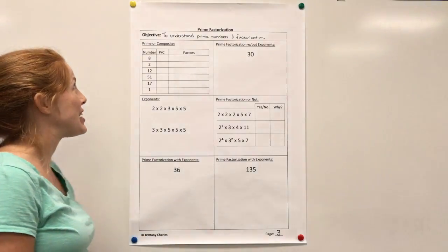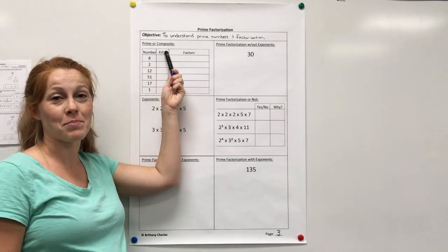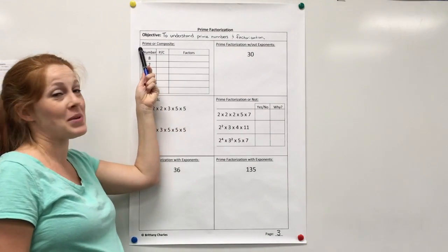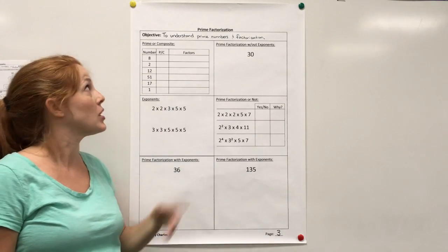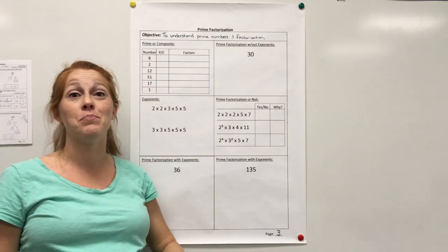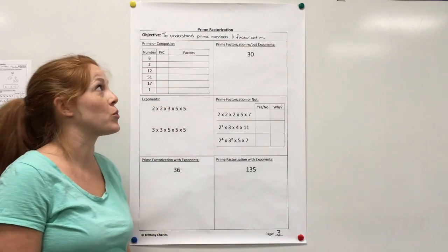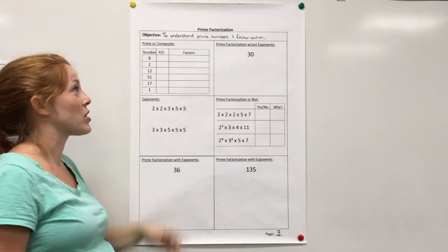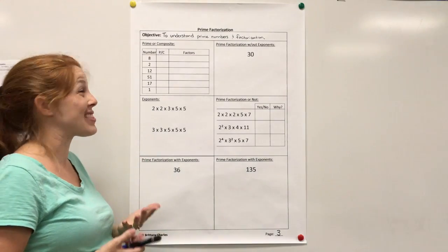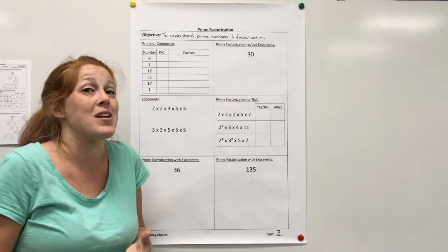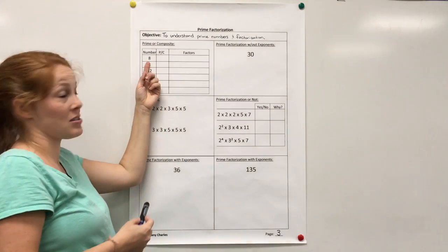All right, well first we need to know the difference between prime and composite. Prime means that it has exactly 2 factors, 1 and itself. Composite means it has more than 2 factors. So we're going to look at each of these numbers and decide if it's prime or composite. In other words, we need to think about what the factors are, or what numbers go into this number.